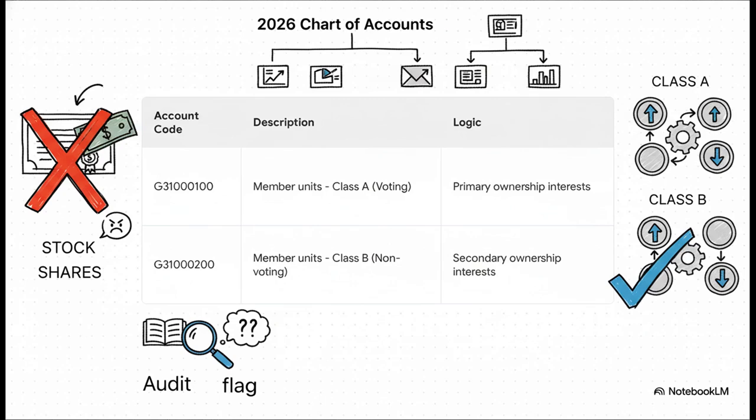Okay, but for an LLC, the details really start to matter. We never use words like stock or shares. For an LLC, an auditor would call that a dialect error, and that could raise some serious red flags. Instead, we talk about member units. And as you can see here, you can easily create Class A for voting members and Class B for non-voting members. It's precise, it's professional, and most importantly, it's legally correct.